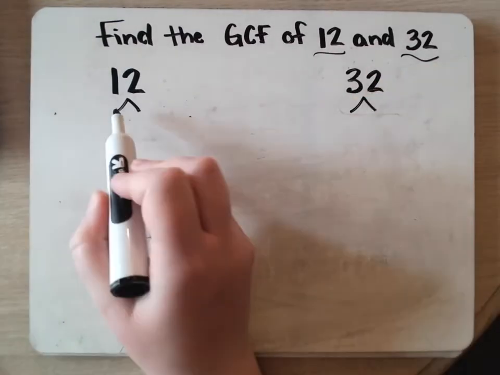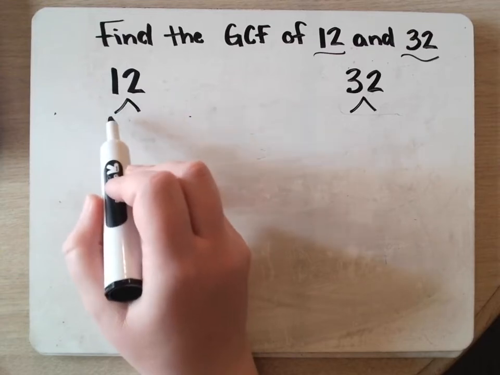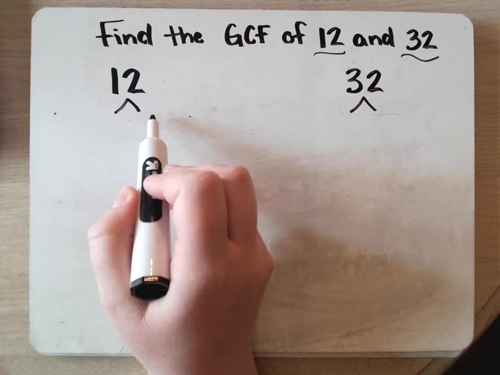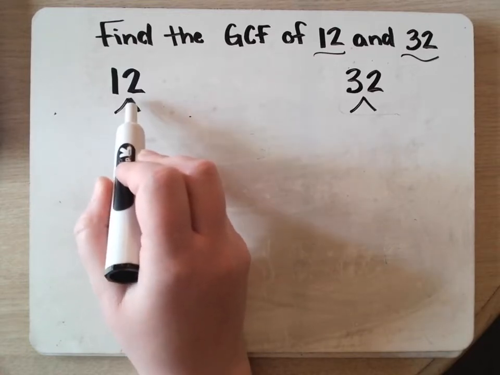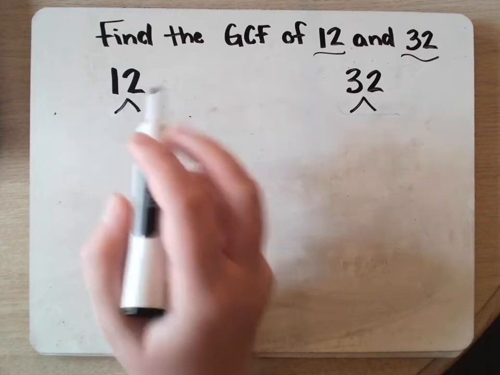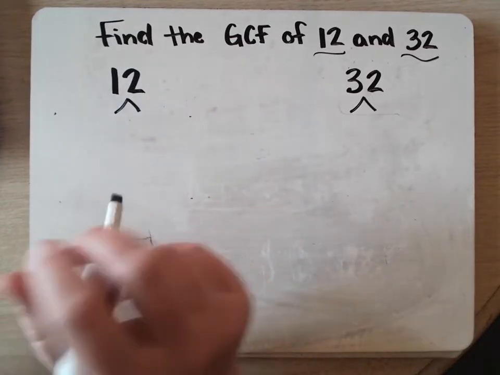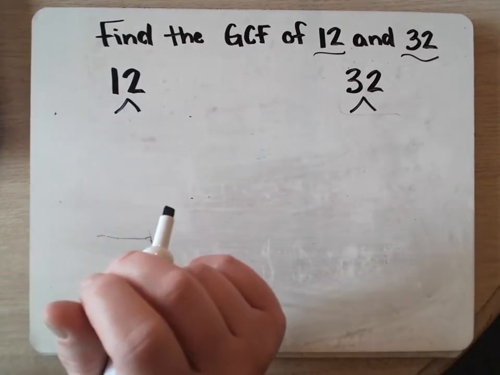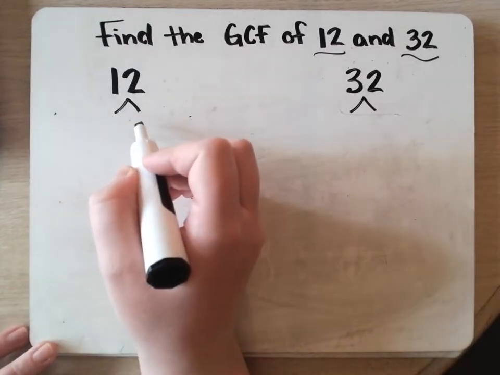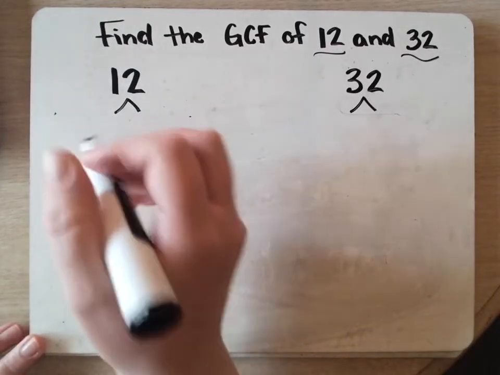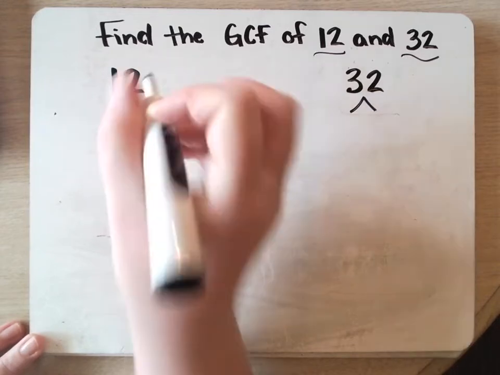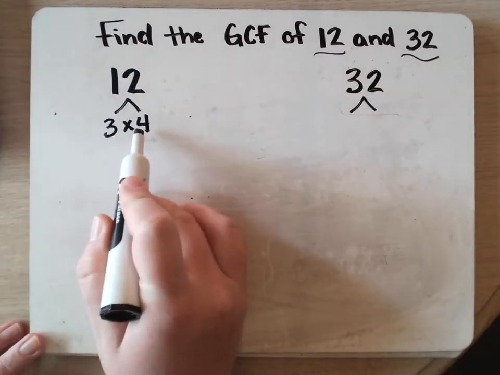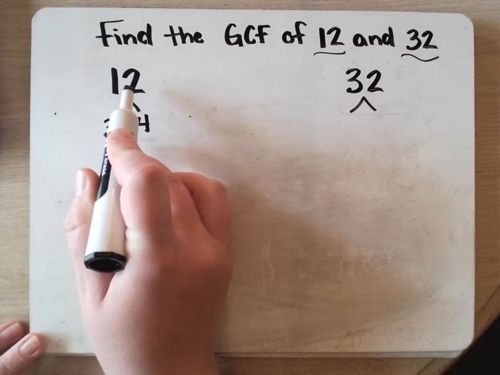Now this means I'm going to have one factor here times another factor here. Those two factors have to be multiplied together to equal 12. So you can use any pair of factors that you can think of. You can either do 3 times 4 or 6 times 2. I'm going to start with 3 times 4. 3 times 4 equals 12.